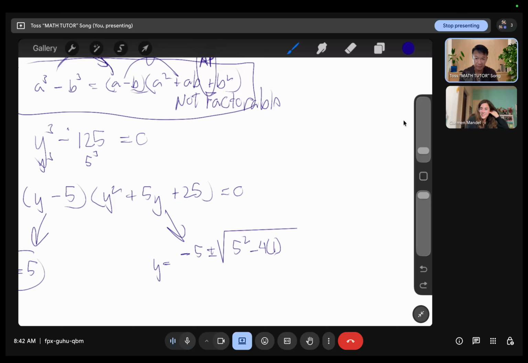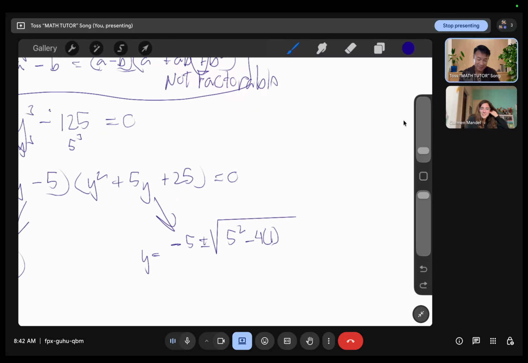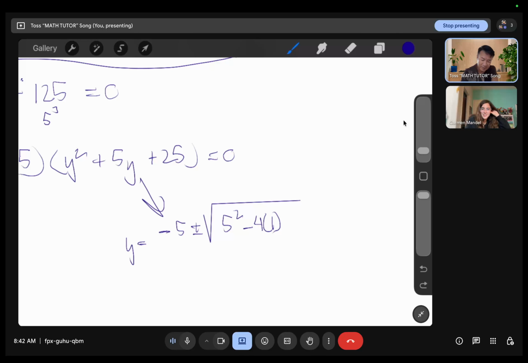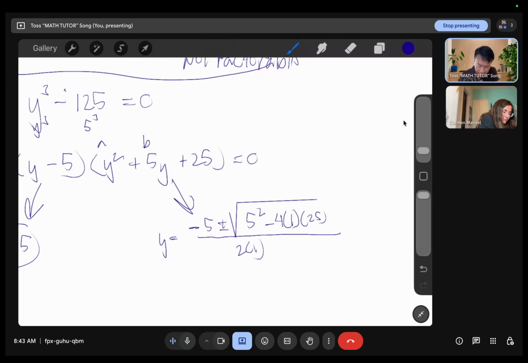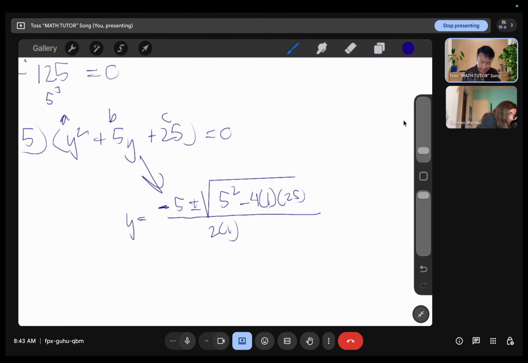Yeah, you can complete the square, but don't do it. It's a choice between completing the square and quadratic formula. You should use quadratic formula every time. So this is 2 times 1. So A, B, C. You have the quadratic formula down, okay? Right? Okay, good.